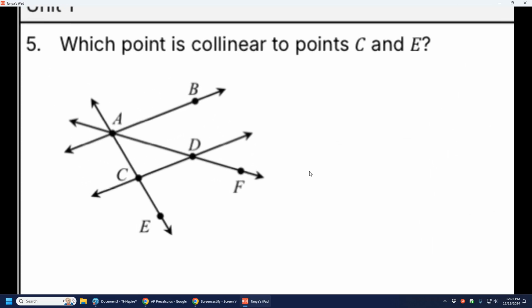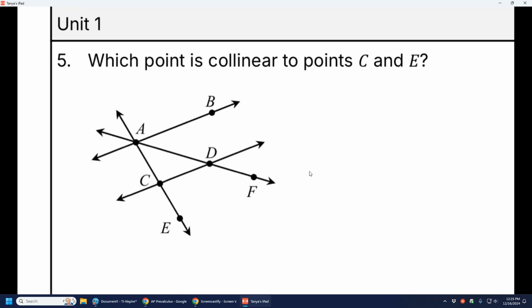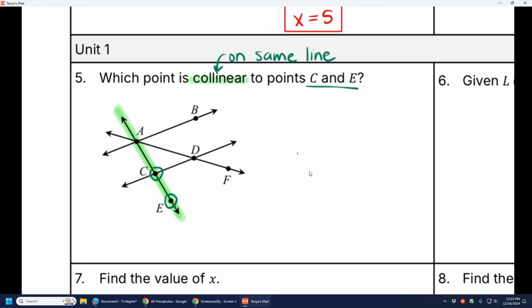So number 5, which point is collinear to point C and E? So vocabulary word, collinear, that means that they're on the same line. On same line. So point C and E, here's C and here's E. So if you look at the picture, they're asking about this line right here. So what's the only other point that's on that line? Point A.